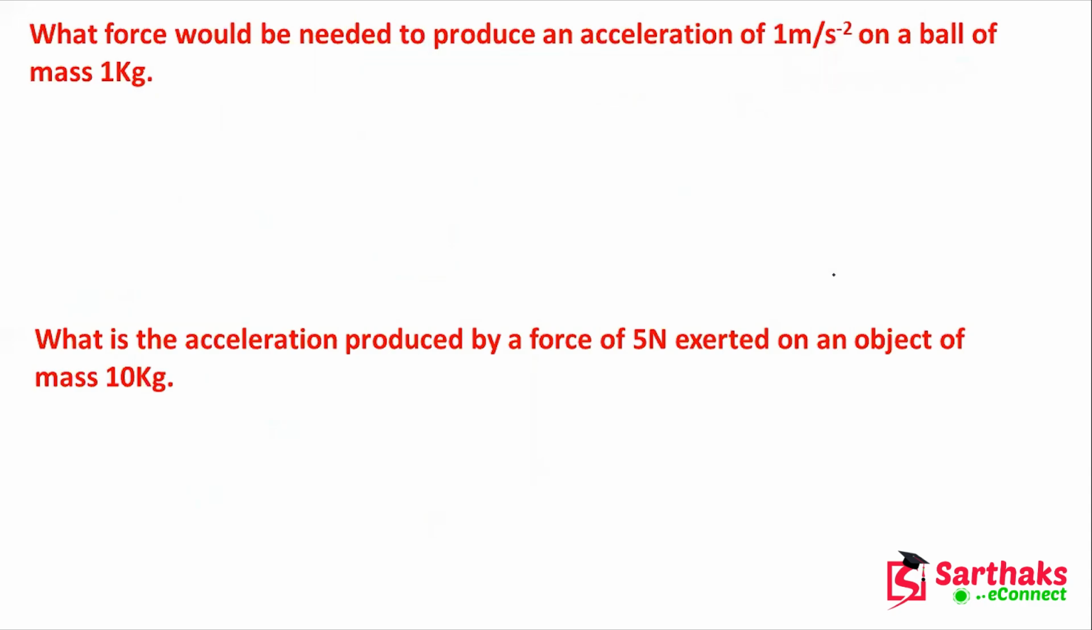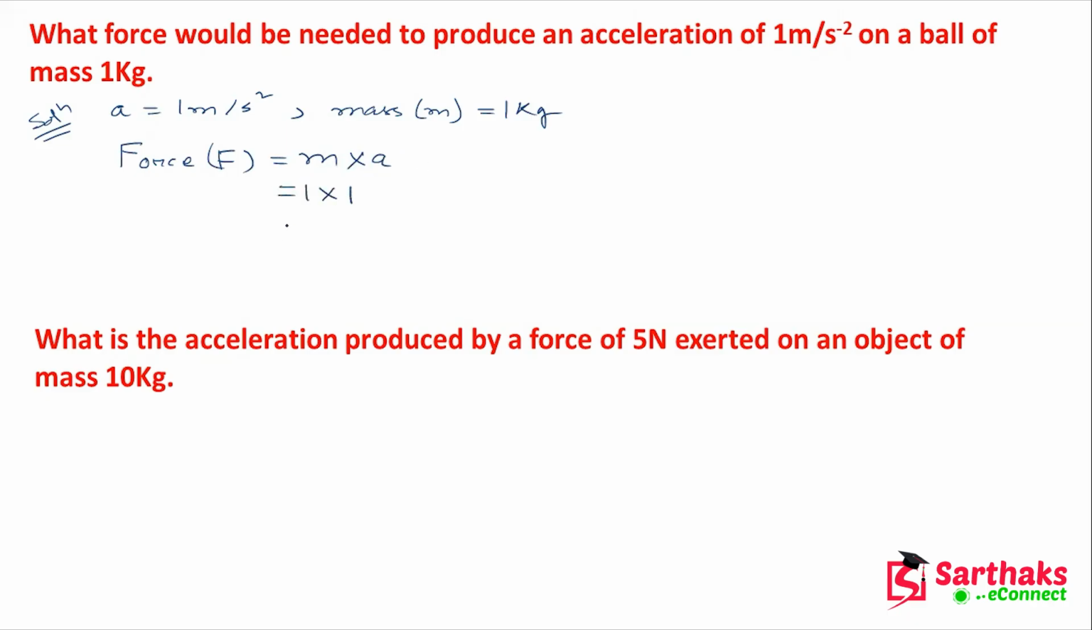Now, what force would be needed to produce an acceleration of 1 meter per second square on a ball of mass 1 kg? Here acceleration A is 1 meter per second square, and mass m is 1 kg. So the force F equals m into a, that is 1 into 1, which means 1 Newton. So this will be the answer.